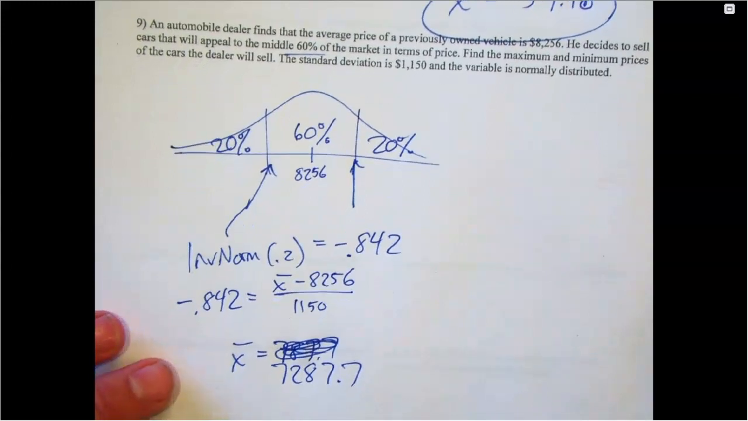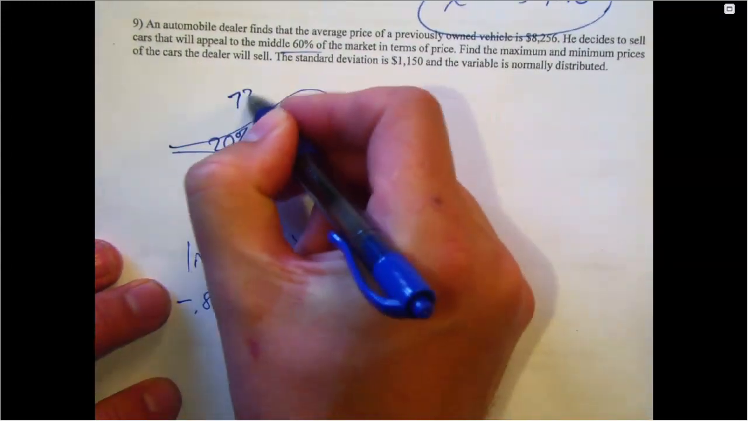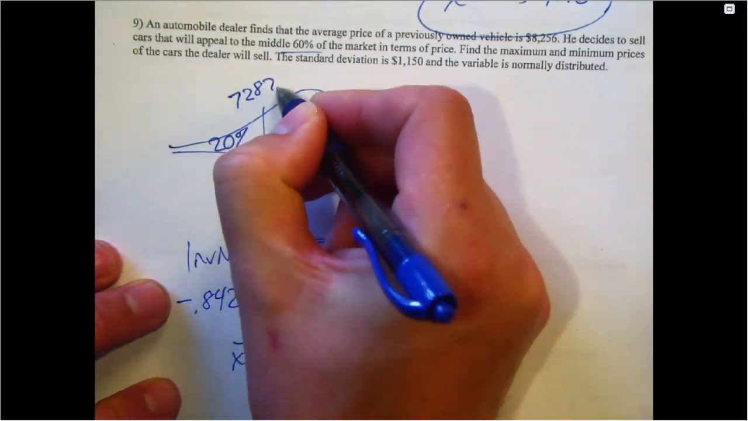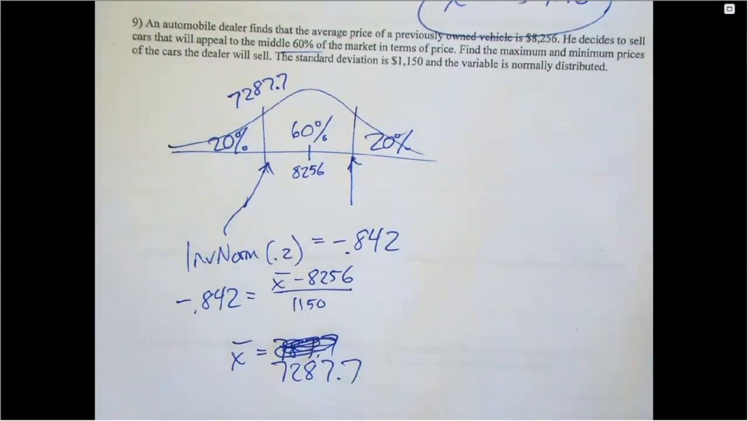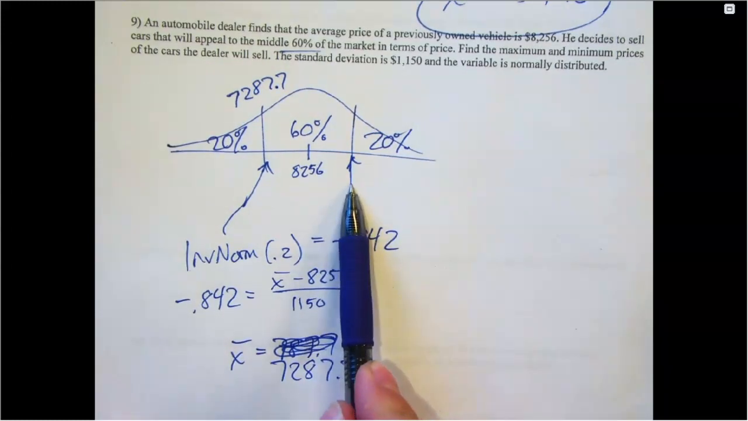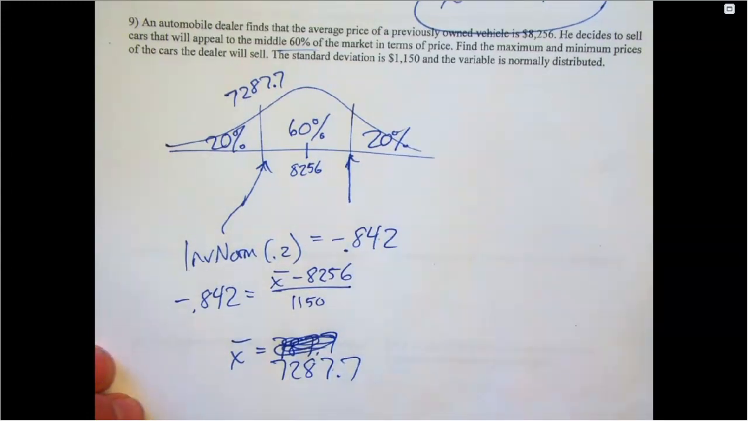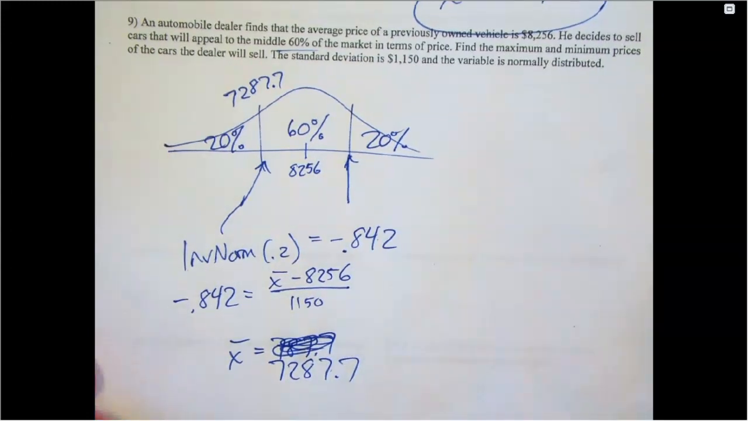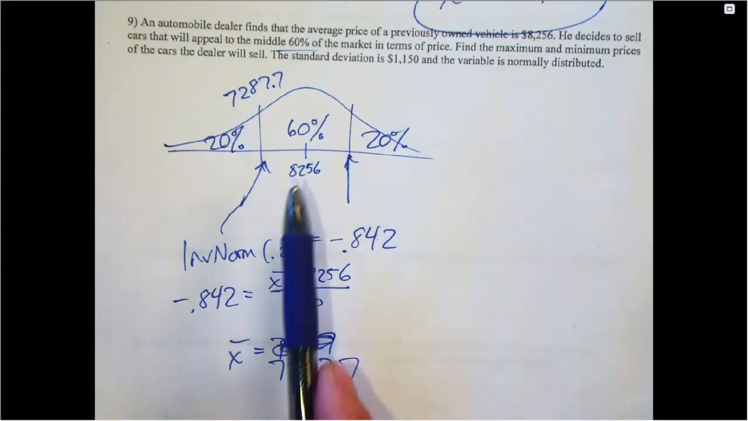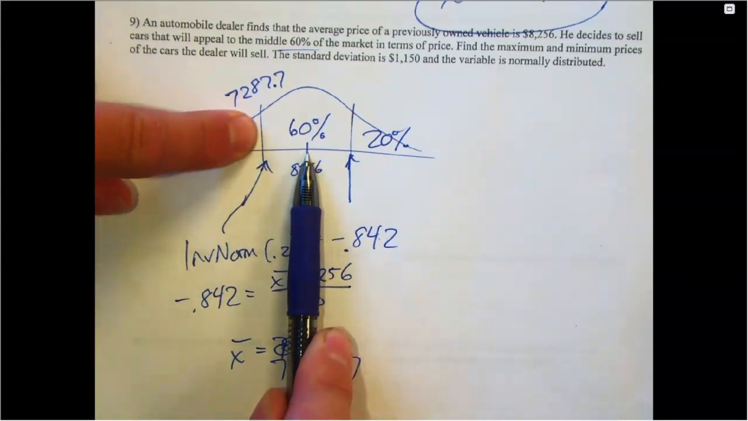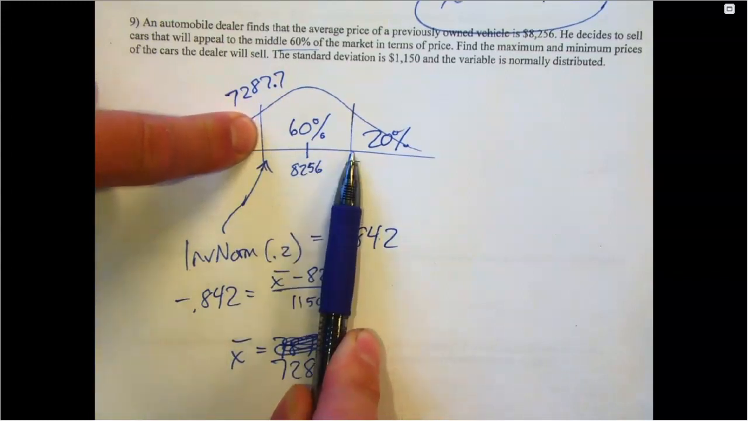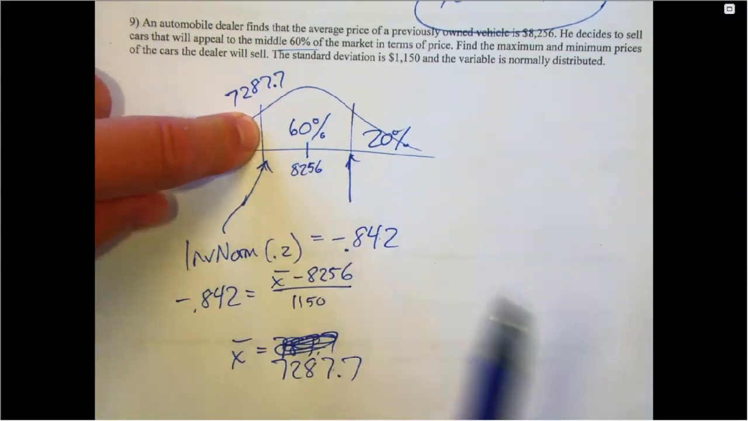Okay. So I can do the other side. This is 7287.7. I can do the other side and do the same thing. What would this z-score be? If this z-score is negative 0.842, this one is positive 0.842, right? So I can just go through that same process and find the number. I can also, like, it's symmetric, right? So I can find out how far apart these two things are, and then just like go that distance the other way. So I'm gonna do that way just because we haven't done that yet.